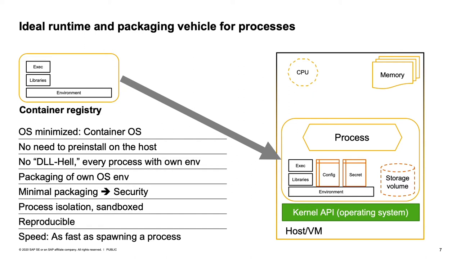The packaging is minimal. That is more for security reasons. Really, you shouldn't have more packages in your container or on your operating system, because a component that has security vulnerabilities is not included in your container, especially if you don't use it. Processes are isolated in containers, so they don't see each other. Isolation today might not be as good as with virtualization, but with some interesting projects, we're getting there. It's 100% reproducible. So if you run it in different regions or different cloud providers, it all behaves the same. And keep in mind, it's still a process, so it's as fast as spawning a process.